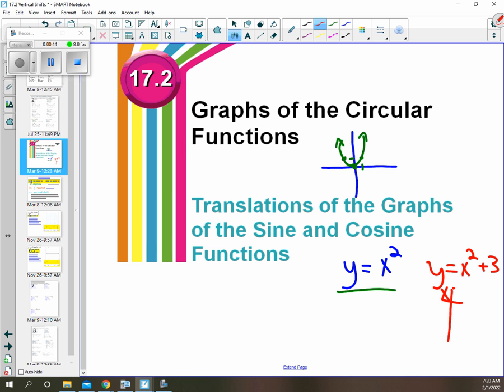Well, if our point was normally at 0, guess what adding 3 to it would do? Well, it would make it 3 higher. So it would move up 3. This point that was at 1 would go up to 4. The point that was at negative 1 would go up to 4 as well. And it takes the entire graph and it shifts it up 3. So guess what doing x squared minus 3 would do? Well, that would take the entire graph, all the points, and move it down 3.